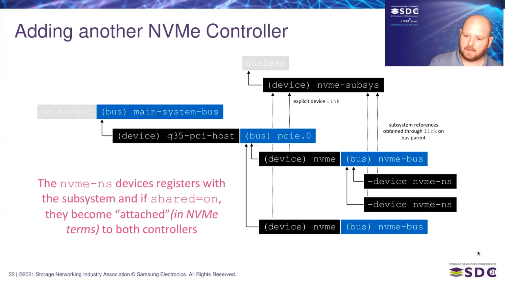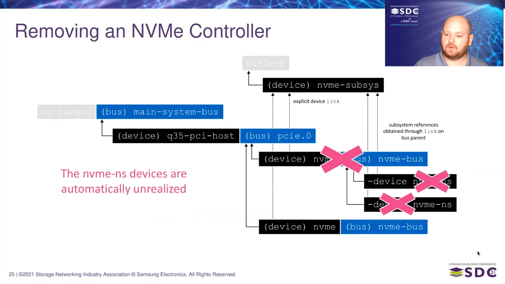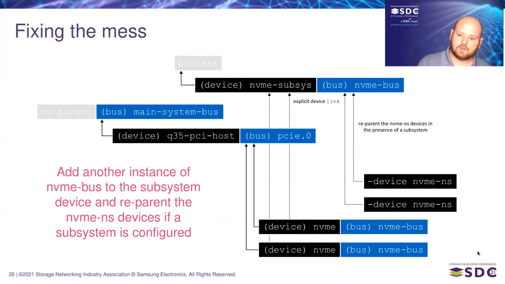The problem is that, as you can see, the namespace devices can only have 1 parent, and the parent is the controller. But even though they are visible to both controllers, if you remove one of the devices, then the namespaces are still, in NVMe terms, attached to the other device. But the devices are automatically cleaned up, so they're gone. So the way we fixed this is that we added a new instance of the NVMe bus directly on the subsystem, and then the namespaces instead attach to that bus on the subsystem.